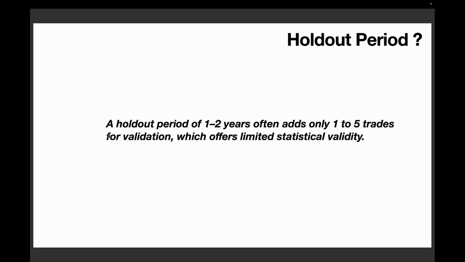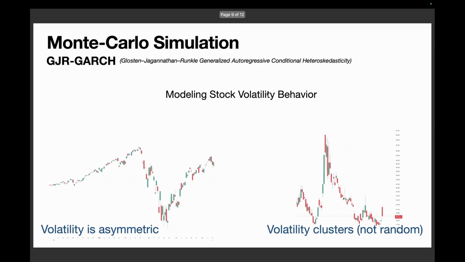So let's say you go 5 years for training your strategy, testing your strategy, and then you have a holdout of 1-2 years. It would not really help you much, because depending on the strategy and how often you trade, you could end up having only 1 to 5 trades in that validation set, which will have very limited statistical validity.